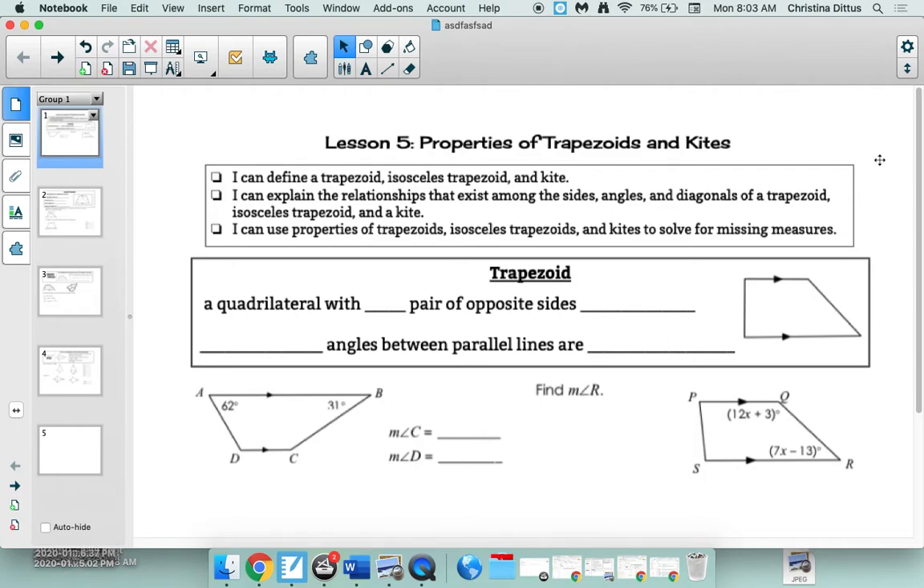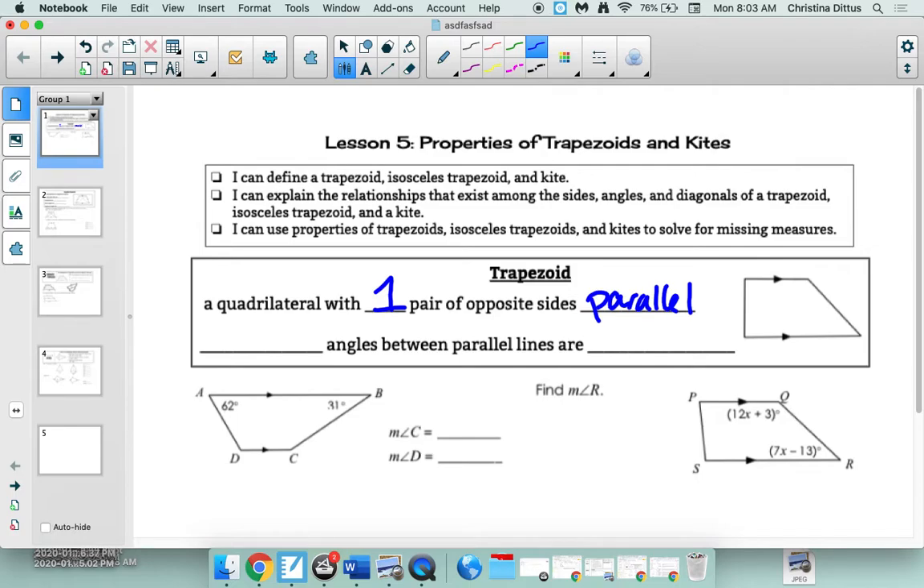There we have two kinds of trapezoids we're going to talk about today. The first one, just a regular trapezoid. Nothing special about it really. It is a quadrilateral. What's quadrilateral mean again? Four sides. It only has one pair of opposite sides that are parallel.